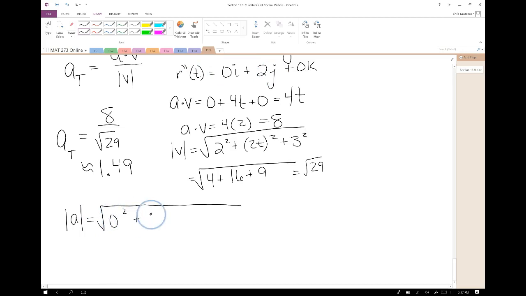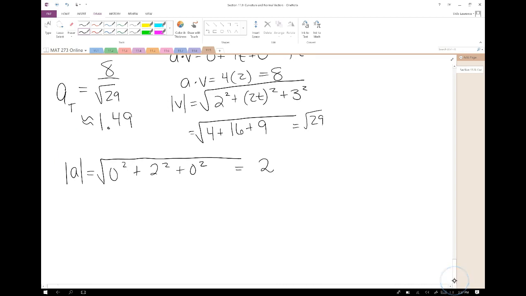So that's 0 squared plus 2 squared plus 0 squared, which is just 4. And the square root of 4 is 2. So total magnitude of acceleration, change in speed and change in direction, is 2. 1.49 of that is part of the tangential component of acceleration. So quite a bit of it is going just towards changing our speed. So there's not going to be much left to go towards changing our direction, which is in the a sub n. And a sub n is just the other leg of our triangle in the Pythagorean theorem.